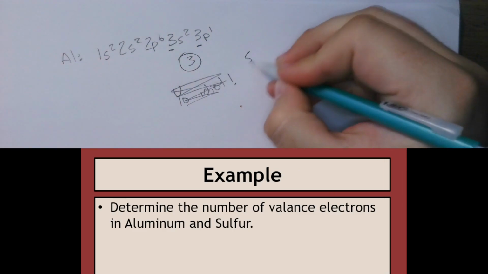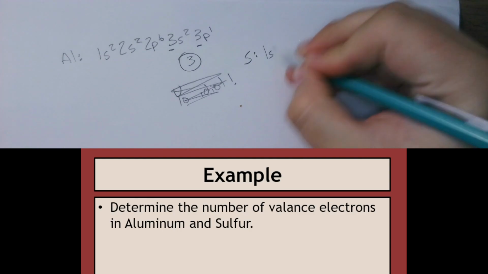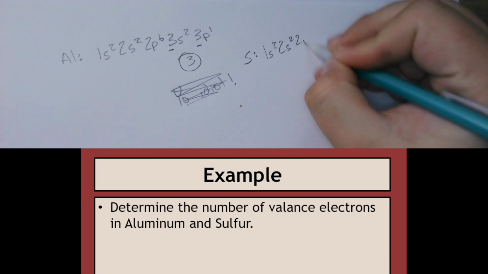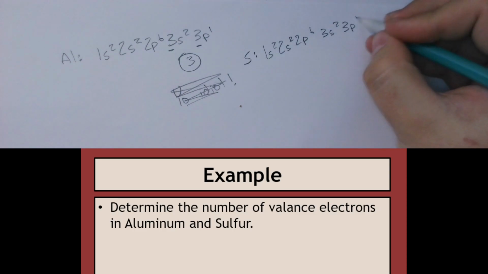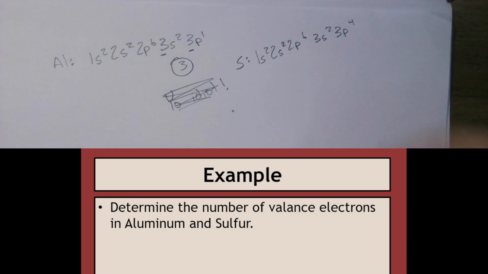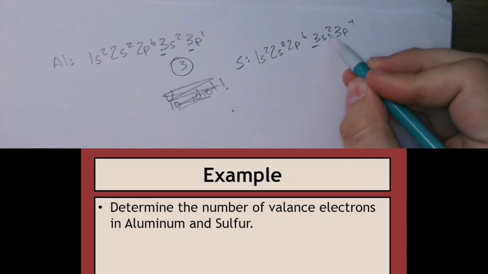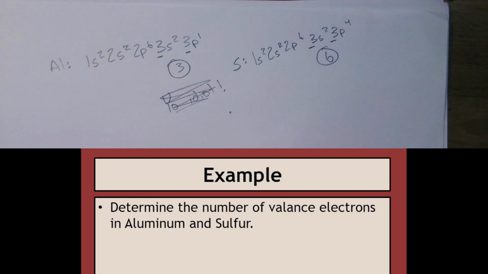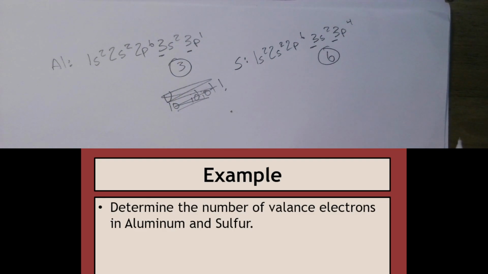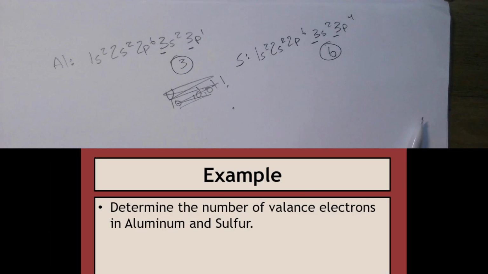Now I could do sulfur as well. Sulfur's 1s2, 2s2, 2p6, 3s2, 3p4. Again, 3 is its highest number. This time it has 2 plus 4 equals 6 valence electrons. And that's cool. You could do that. But there's a lot simpler way to figure out valence electrons, and it actually uses your periodic table.